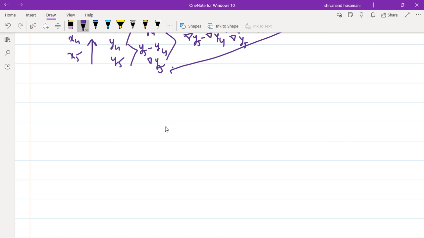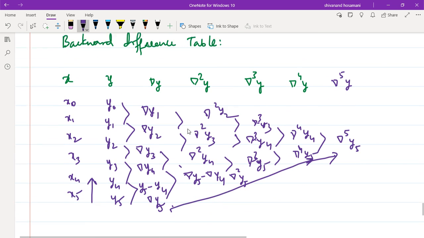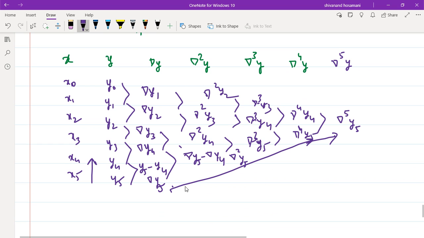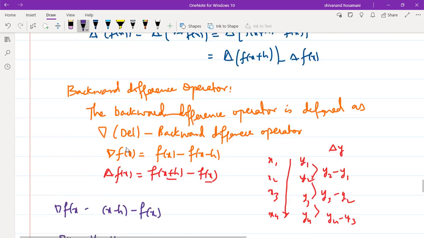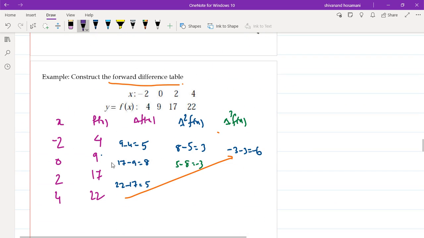Next we shall discuss one more operator. This is a backward difference table. You can neatly arrange this. The table moves from bottom to top in the backward difference table, and in the forward difference table, from top to bottom. 9 minus 4 is 5, 17 minus... well, we can make this one a backward difference now.